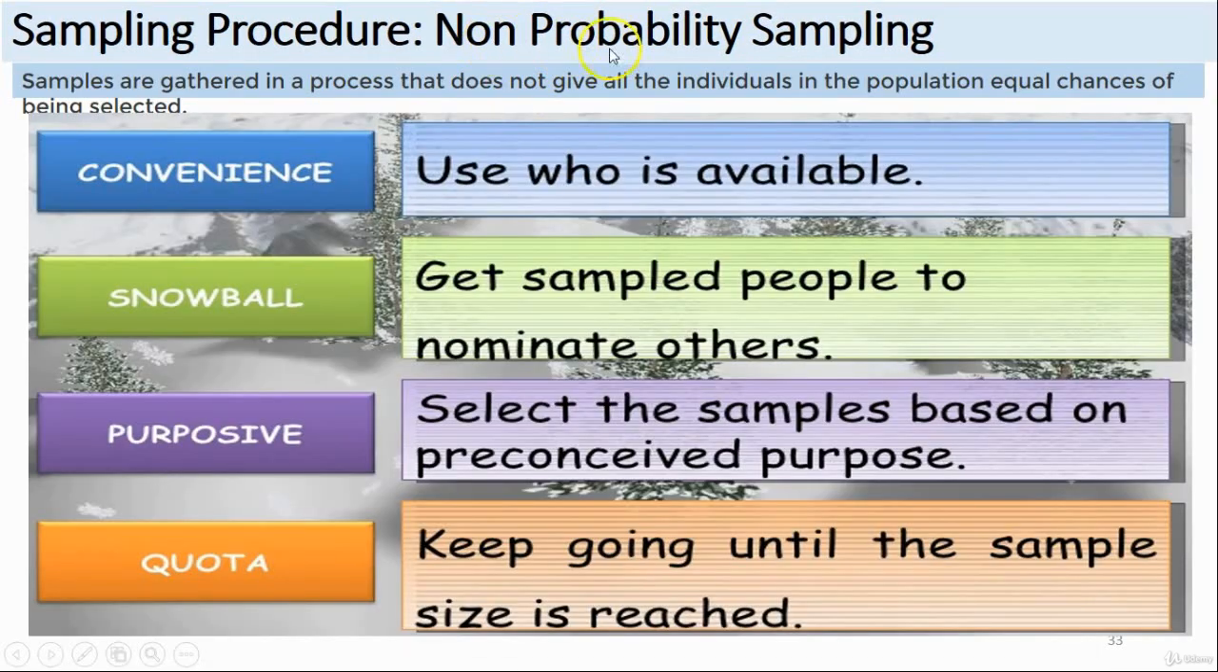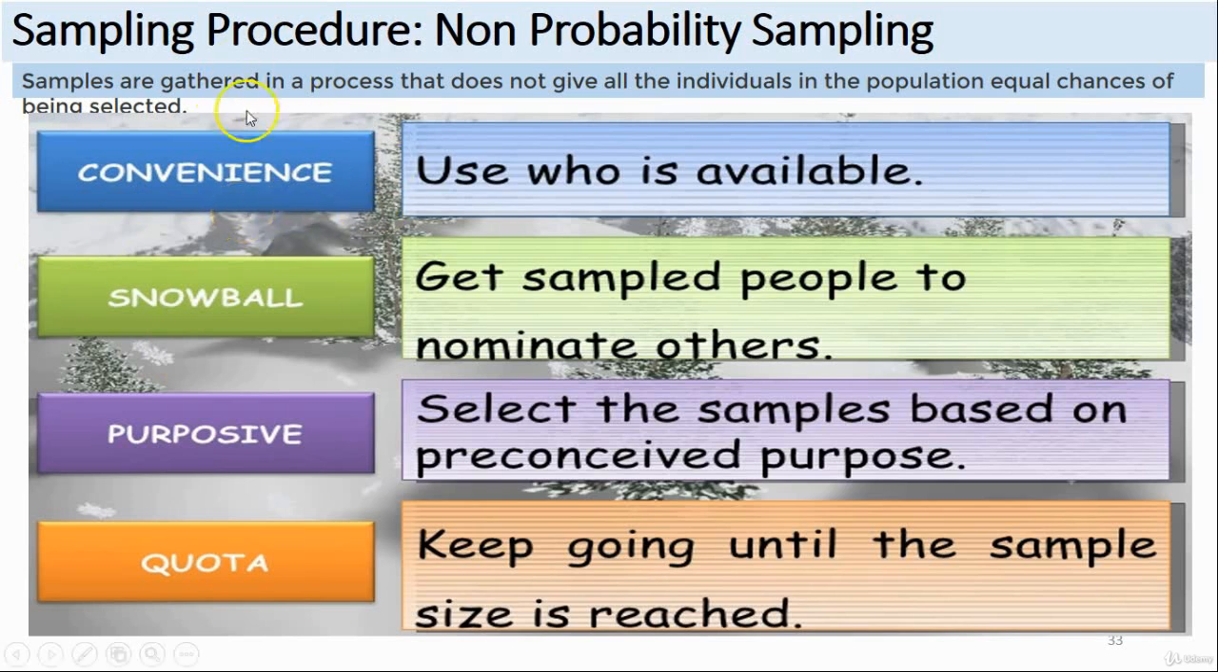The other is non-probability sampling. In the case of non-probability sampling, it may happen that not all the observations in the population get equal probability. So let us see what those are. One is convenience: use whatever data is available to you, which may or may not represent the actual population. Snowball: you select the first few randomly and let them nominate someone else. So this is the word snowball.